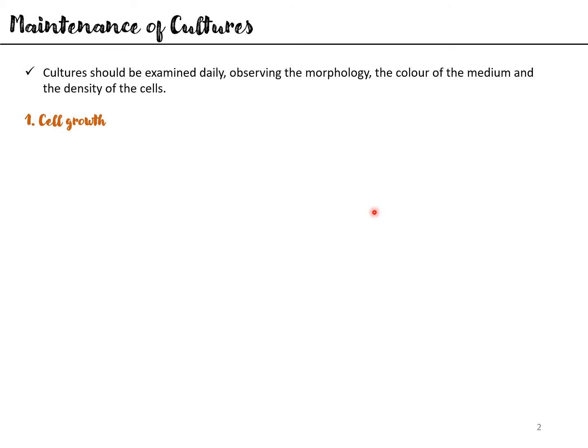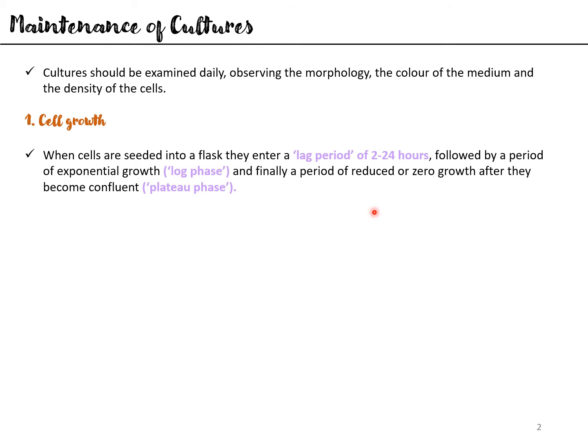So the first topic that we are going to be discussing is cell growth. Now when cells are seeded into a flask, they enter a lag period, which can range from 2 to 24 hours depending on the particular cell type. This is followed by a period of exponential growth, which is known as the log phase, and finally a period of reduced or zero growth after they become confluent, that is the plateau phase.